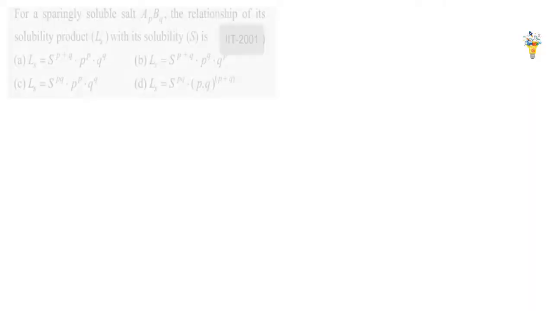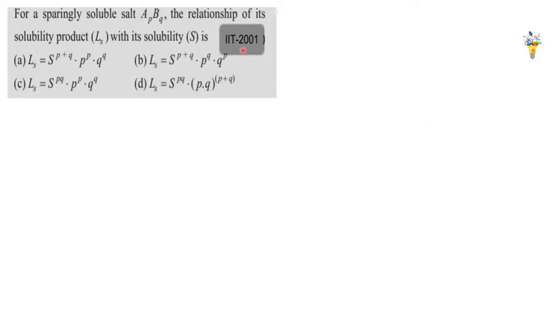Let's move into the question part. This is a question from IIT 2001. Here the salt is APBQ. The relationship of the solubility product, that is LS, with the solubility S. So instead of Ksp, it is given as LS, and the salt is of the type APBQ. So what is your answer?